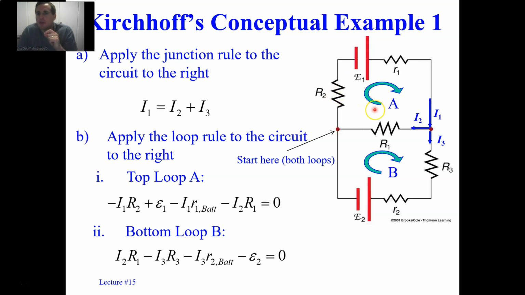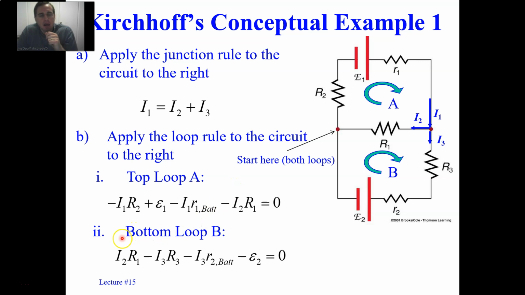Next question, what if loop A would have been the exact same loop, the exact same starting point, but you'd have gone counterclockwise? Well, if you had gone counterclockwise, it'd be plus I1R2 minus EMF1 plus I1R1 battery plus I2R1 equals 0. In other words, the entire equation would have just been the opposite. In other words, you'd have just multiplied the loop equation by -1. But multiplying a loop equation by -1 just means you're going in the opposite direction.